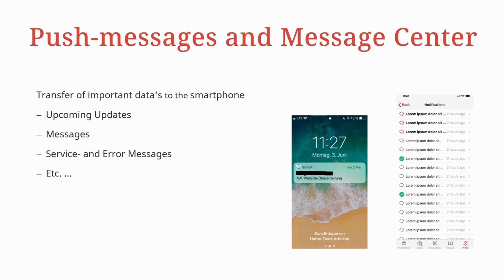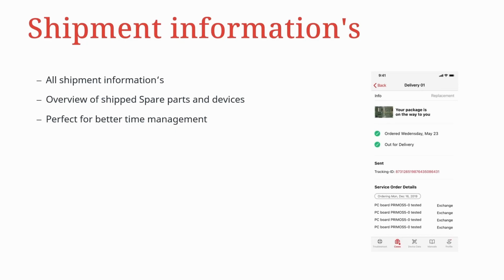And of course, if there are service or error codes at the devices, you will also get messages so that you don't always have to look at your phone. In the worst case, if there is an exchange process ongoing, you want to know where the part or the device is. So this is also a very good feature of the application: all the shipment information is in the application too. You have a very easy overview of the parts or the devices.